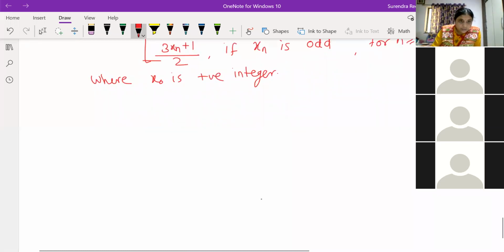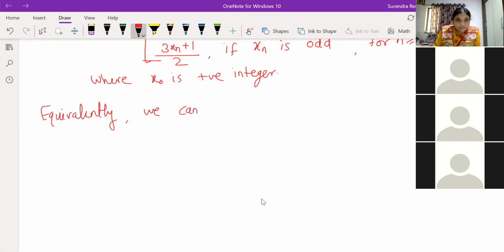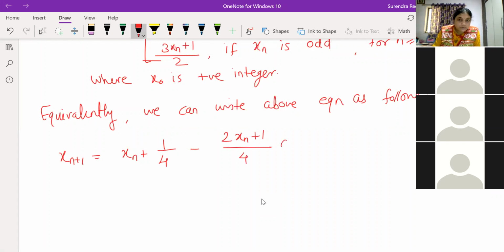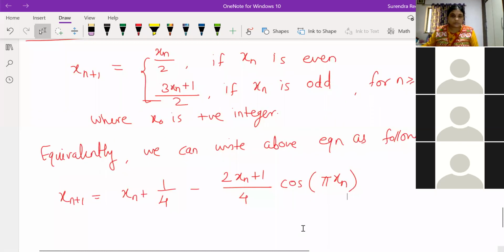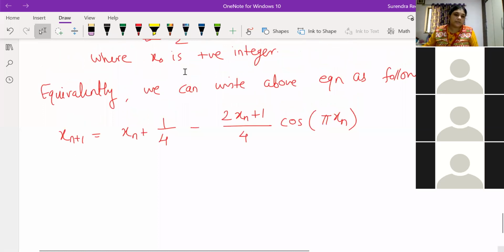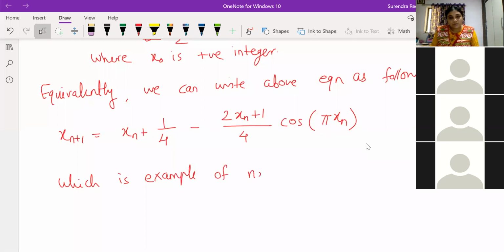We can also write the above equation equivalently as follows. X(n+1) is equal to Xn plus 1 by 4 minus (2Xn plus 1) divided by 4 times cos pi Xn. Because of this term, it becomes a non-linear term. Non-linear difference equation. We have not yet come across linearity and non-linearity, but it is one example of a non-linear difference equation.